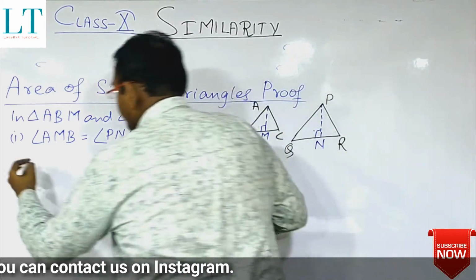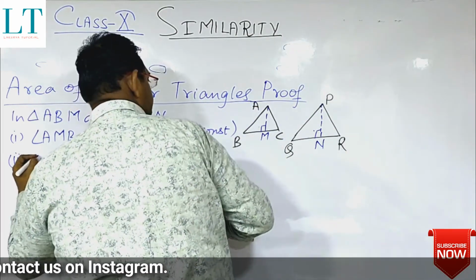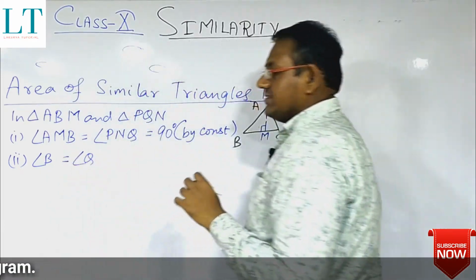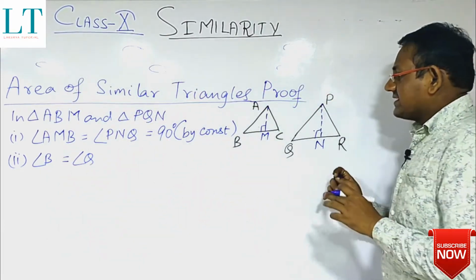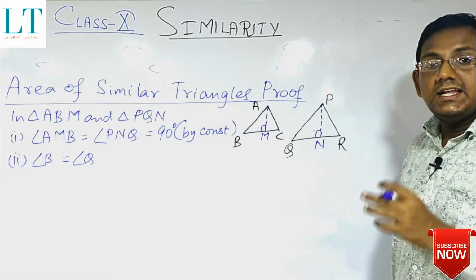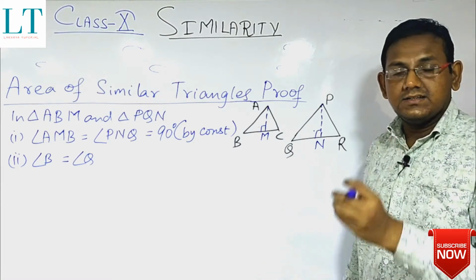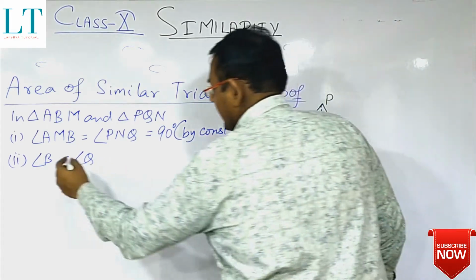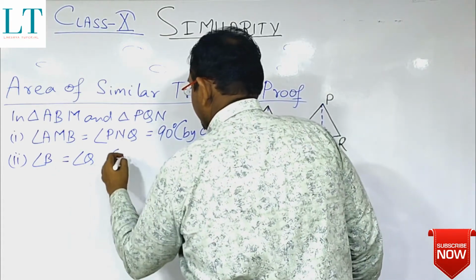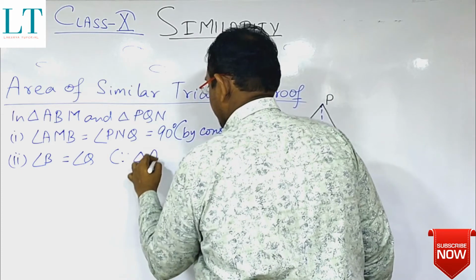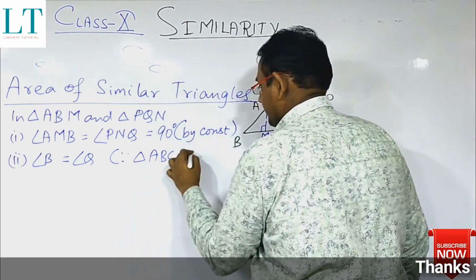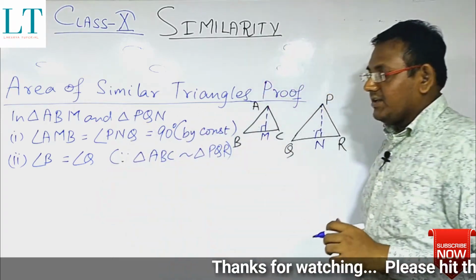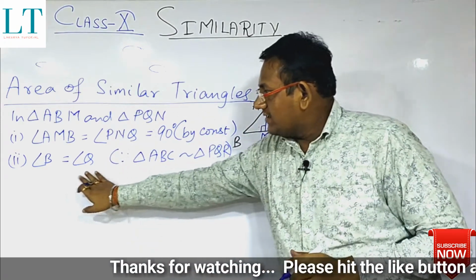The second point is that angle B is equal to angle Q. Since we have already discussed that these two triangles are similar, and in the case of similar triangles the angles are equal and the sides are in ratio. So we can say that angle B is equal to angle Q, since triangle ABC is similar to triangle PQR. So this part is already known, so we can say that the angles are equal.